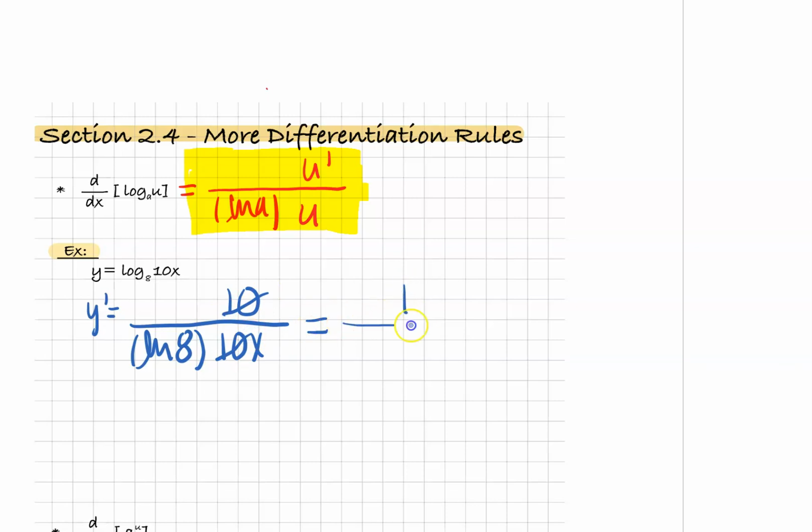So this would be equal to 1 over x ln 8. And again, I like to put my x in the front so I don't accidentally multiply that 8 times x, and I keep that ln kind of separate. So there's our log base a.